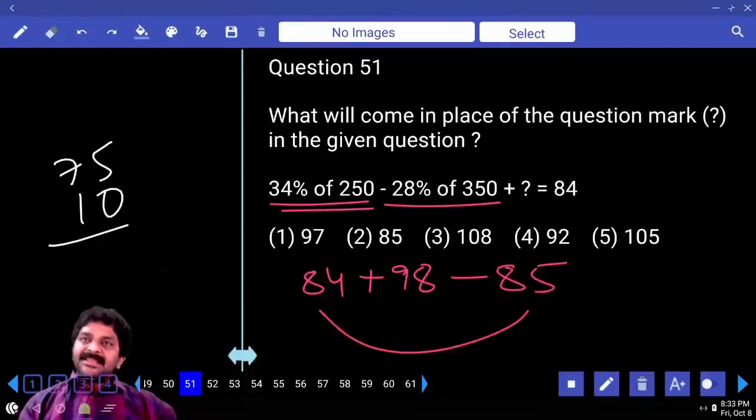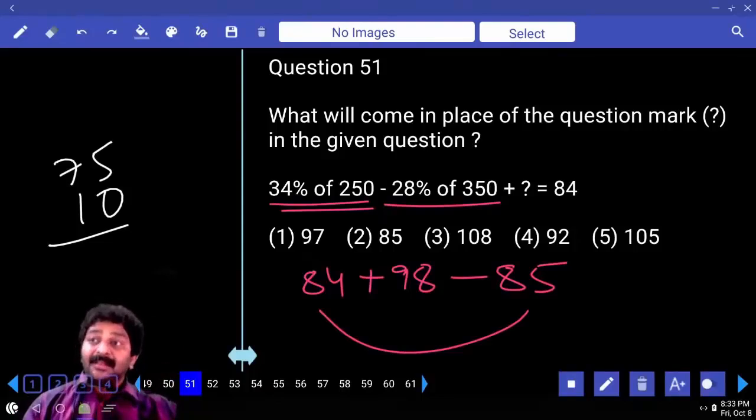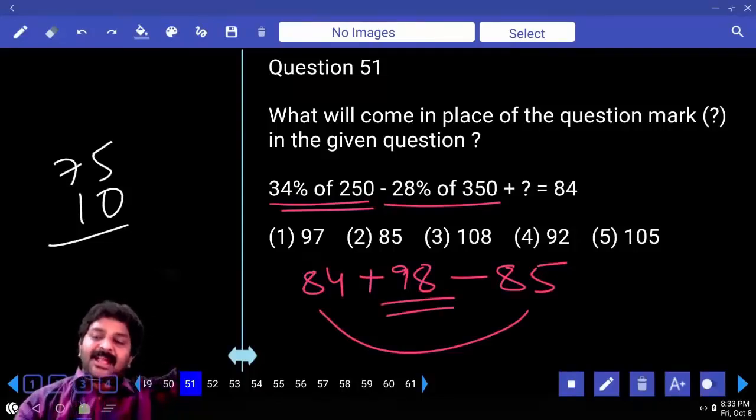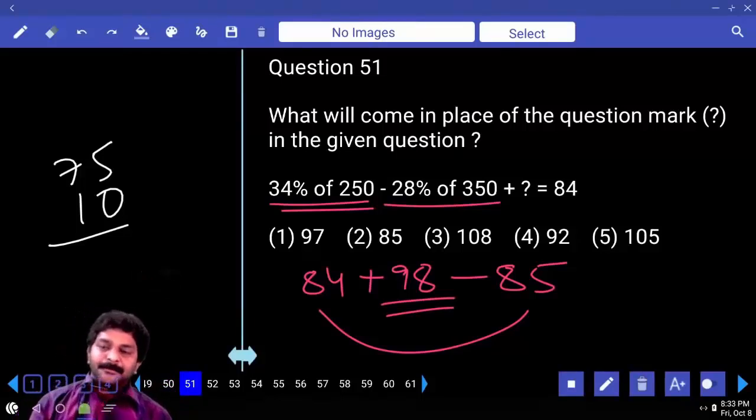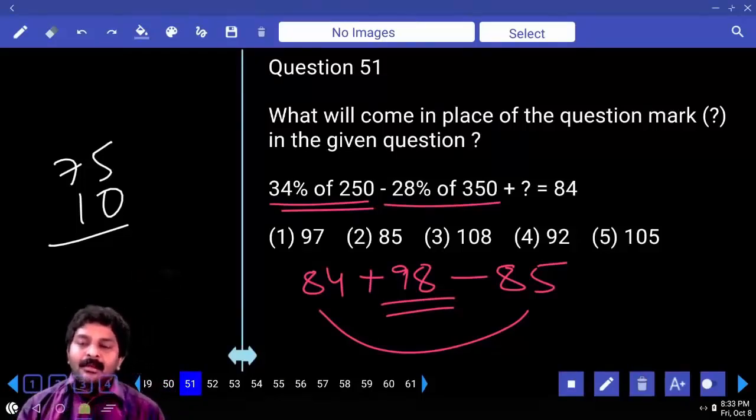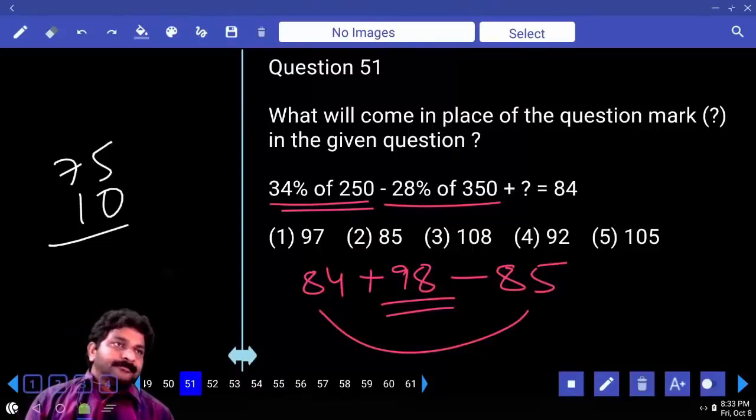Plus 84 minus 85. How much still we have to subtract? 1 we have to subtract. Subtract that one from 98. 97, first option. Otherwise, last digit verification.